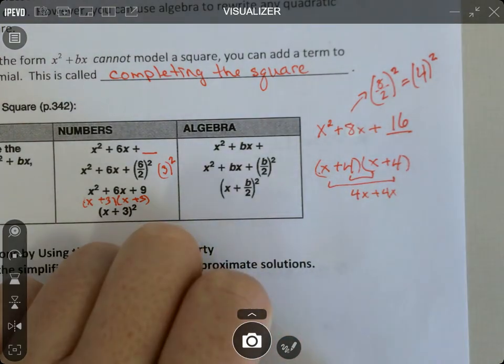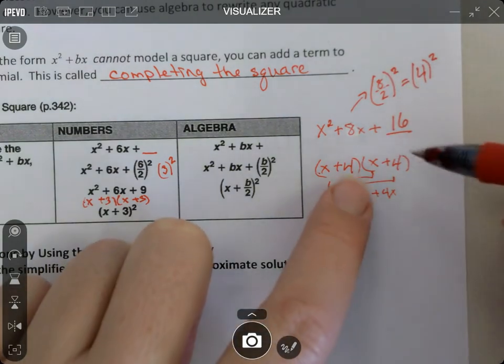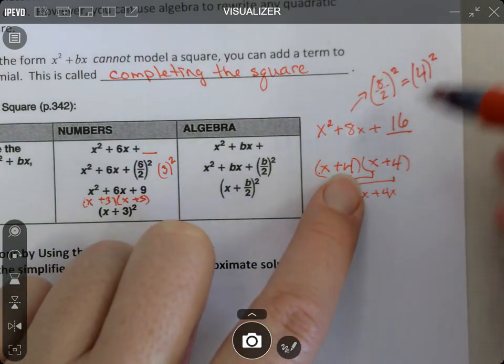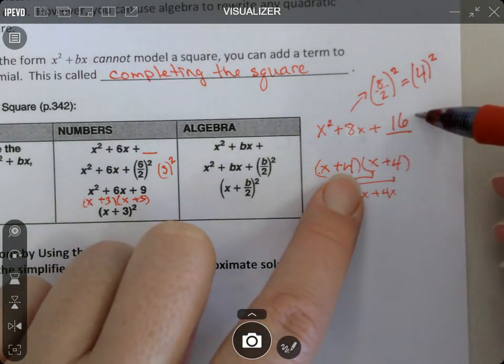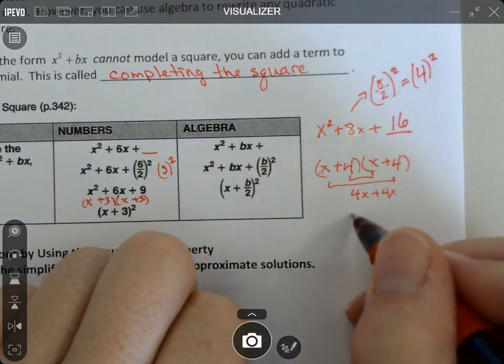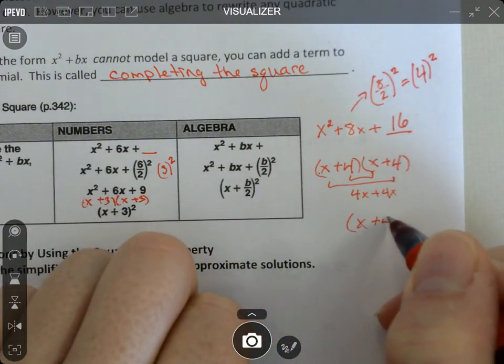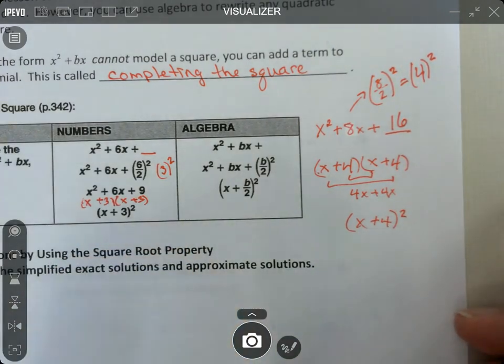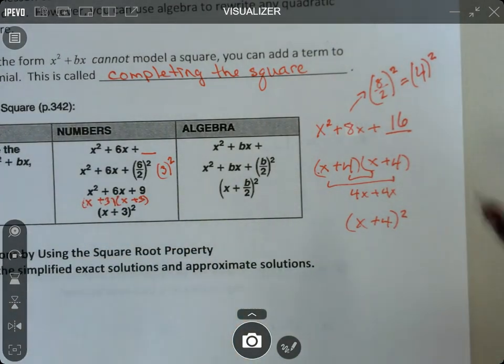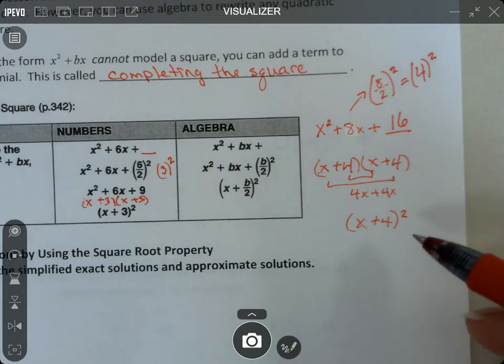So it's not a random rule. I'm taking my number and dividing it by 2, and then I'm squaring it because 4 times 4 would give me that 16. And then we always write it as the quantity x plus 4 squared. Now, why am I doing that? Because how do I get rid of a square? Now I can take a square root.